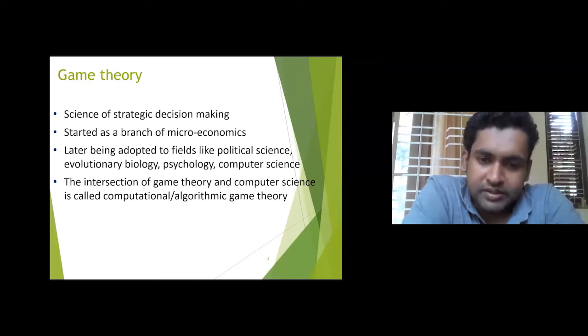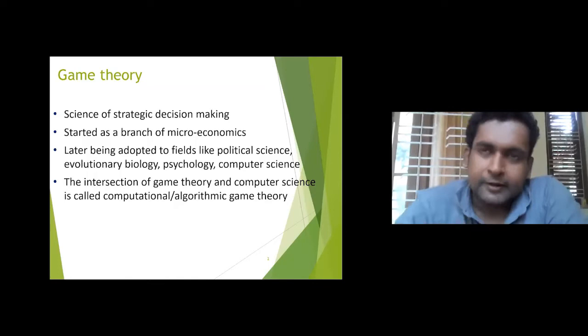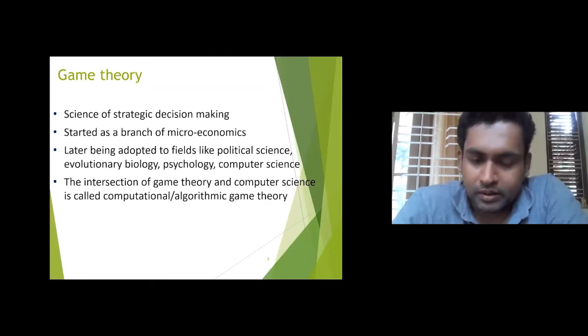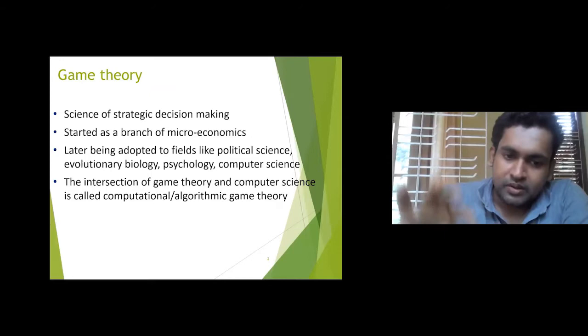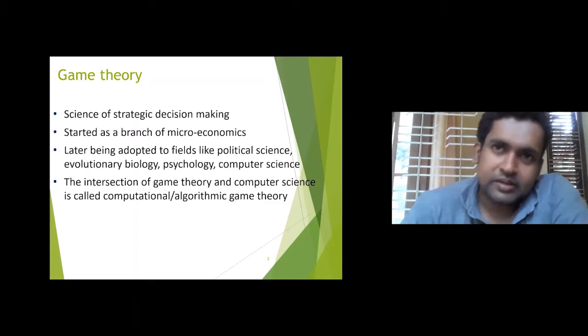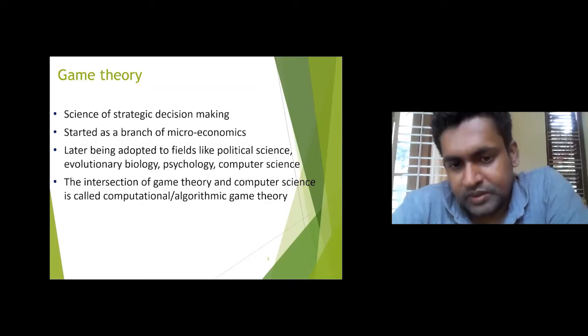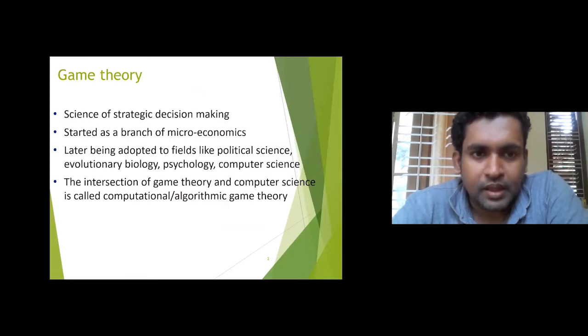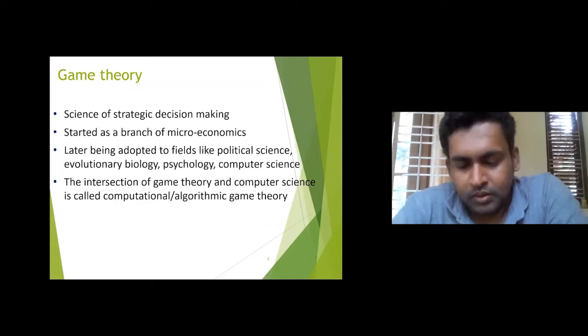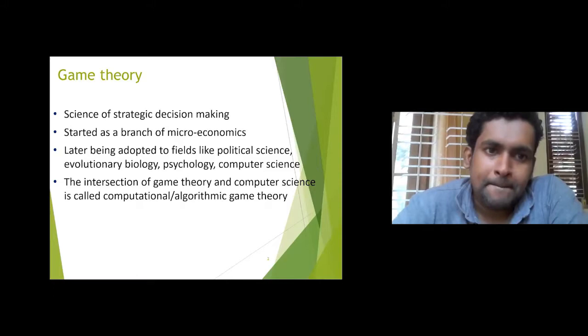And because of that, most of these models we can now implement as algorithms and run on a computer. So that's the branch where you couple computer science and game theory. And there are some applications in computer science where you can apply game theory as well. We'll look at some applications later. So that's a bit of background. If you have any questions, just let me know. So that's the broad idea.